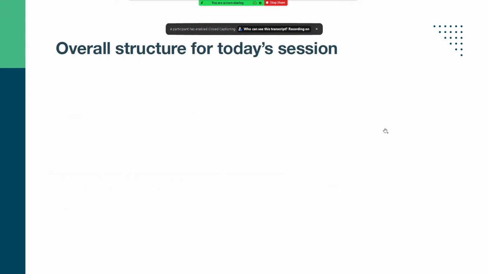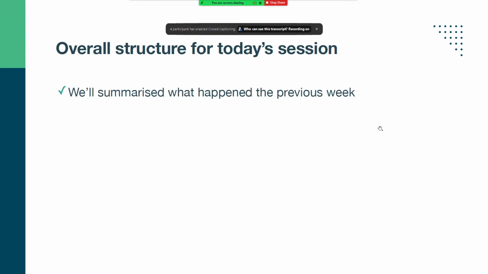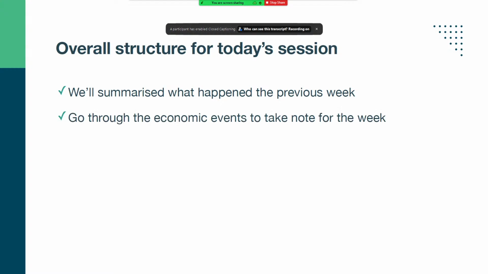So the overall structure for today, and of course moving forward, every time you run it, it's going to be something similar to this. I will run down a summarized version of what happened the previous week so that you get quickly in tune with the updated market news. Then we'll go through the economic events to take note for the week. We're going to use Forex Factory to understand a little bit on that.